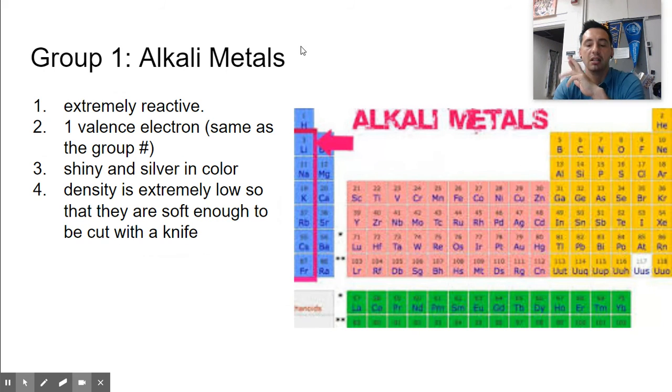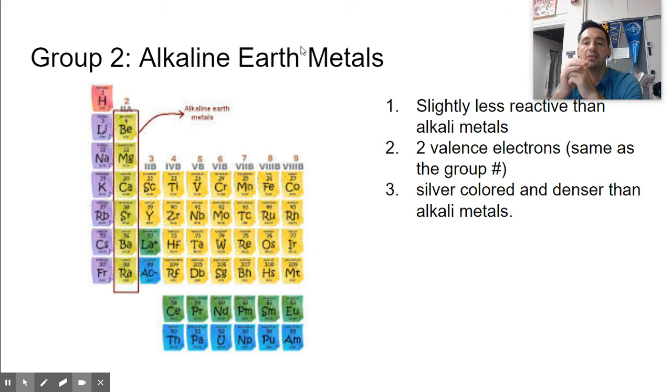Okay. The next group are the alkaline earth metals. They're slightly less reactive than the alkali metals. However, they still are pretty reactive. They have 2 valence electrons, so 2 electrons in their outer shell. Again, the same as their group number.